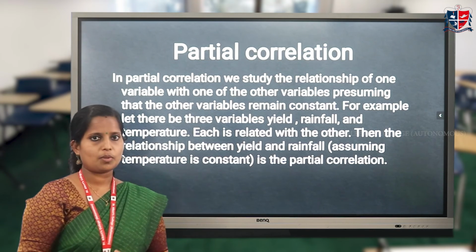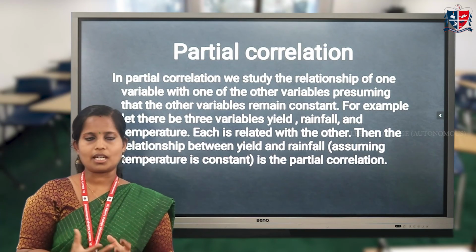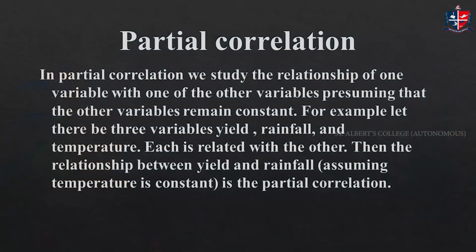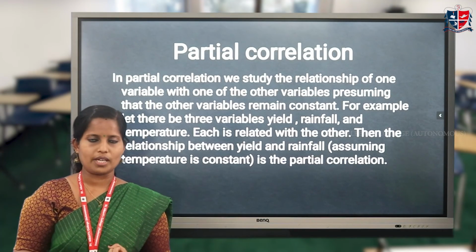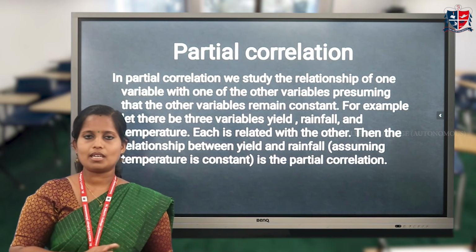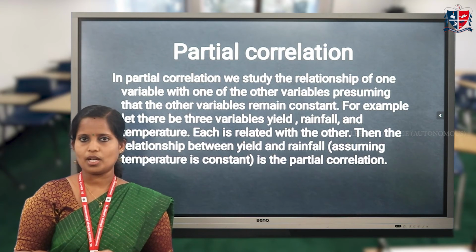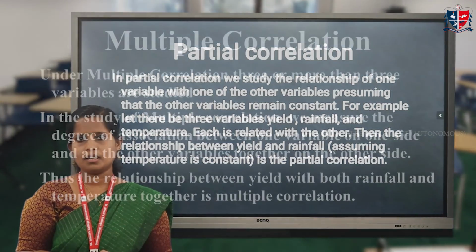When we come to the concept of partial correlation, we are making a correlation between two variables while keeping the other variables constant. So here also we are making a correlation between two variables, but there are more than two variables, and the other remaining variables are held constant. In that way, we are finding the partial correlation between variables.